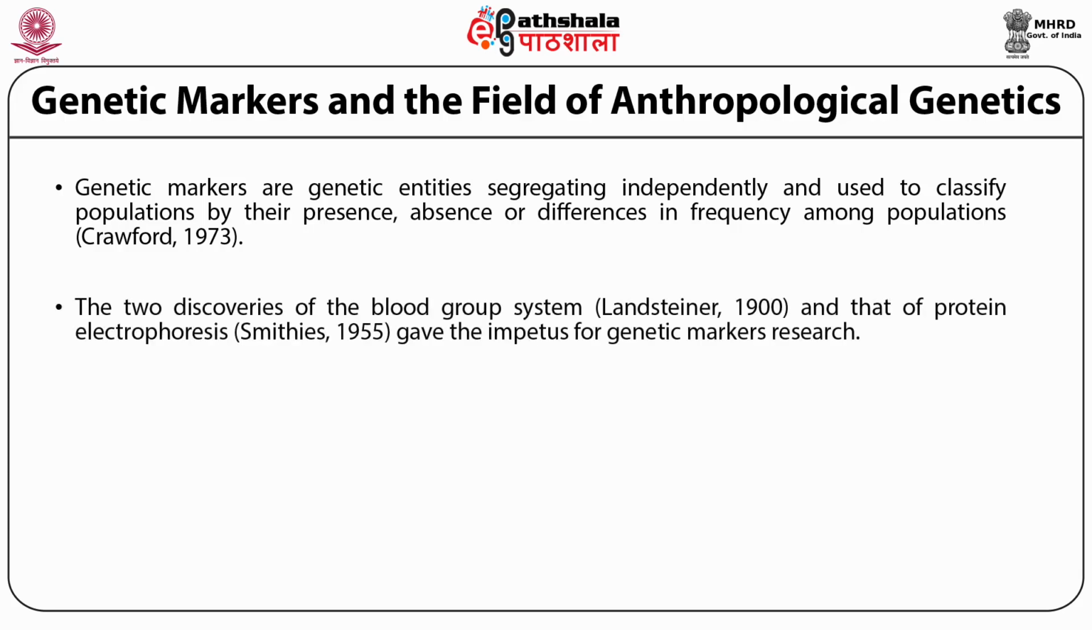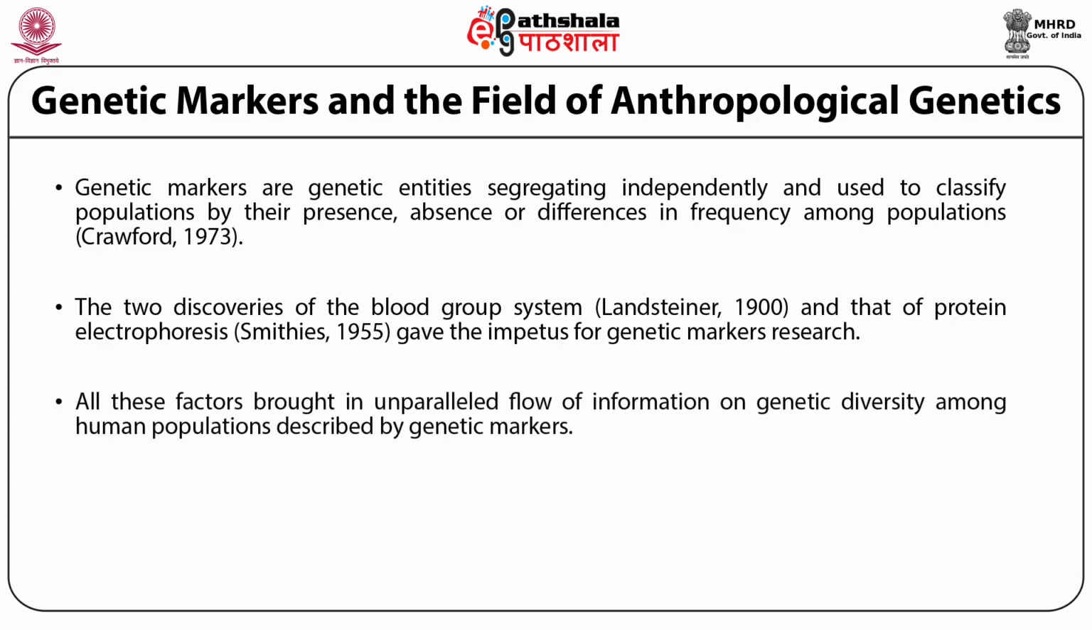The two discoveries of the blood group system by Landsteiner in 1900 and that of protein electrophoresis by Smithies in 1955 gave the impetus for genetic marker research. Subsequently, other advancements in methodologies happened, ranging from isolation of genetic material to amplification of selected genomic regions and reading the composition and the sequence of the genome. All these factors brought in an unparalleled flow of information on genetic diversity among human populations described by genetic markers.